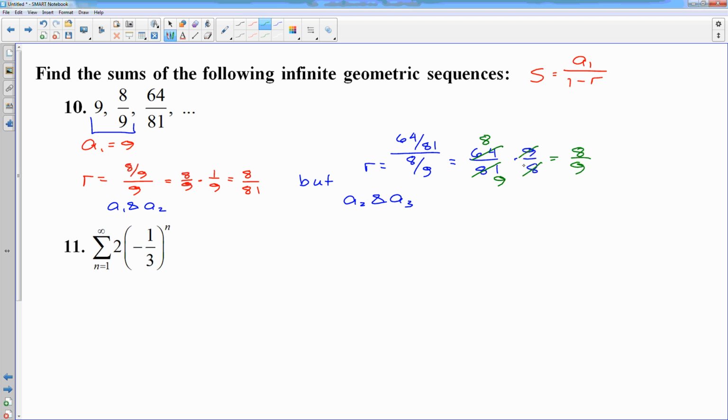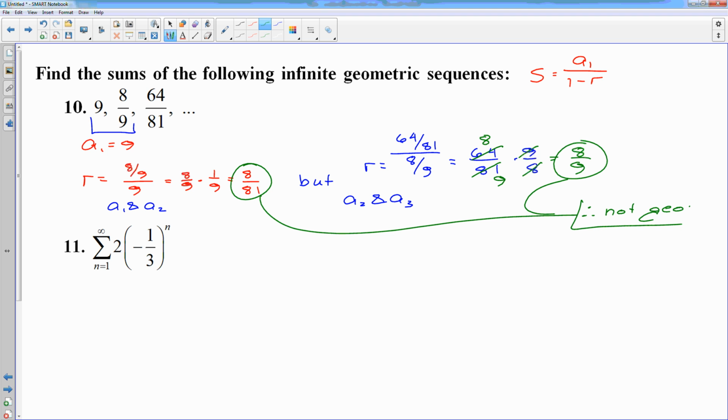But again, I botched it. My ratios are different. They are not the same. Your ratio should be the same. Therefore, this is not geometric, and therefore we cannot answer this problem. So this thing is not geometric. All right, so let's do 11, and this one should work, and then we'll be done.